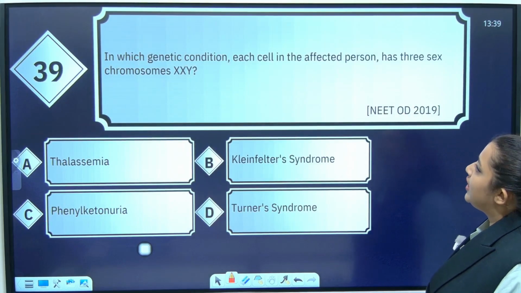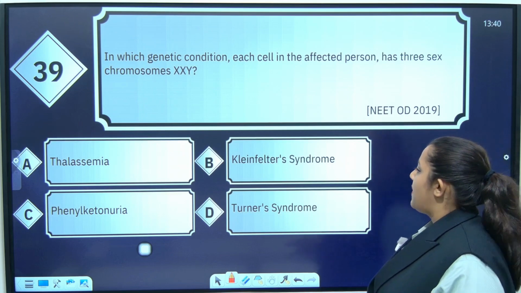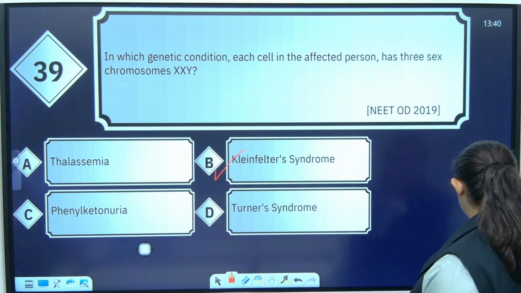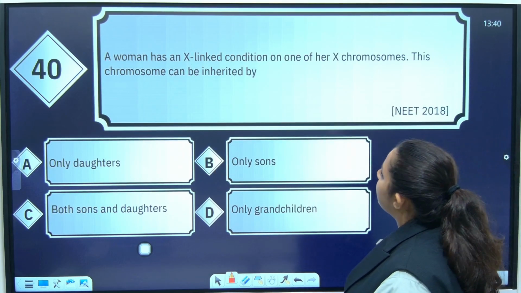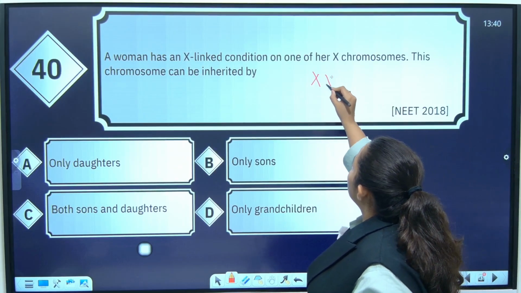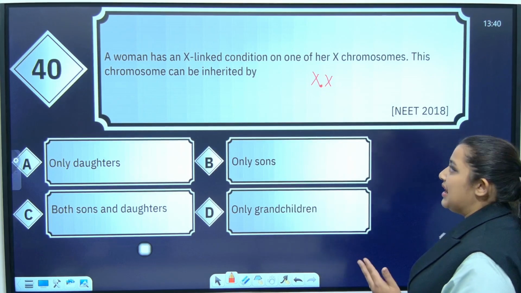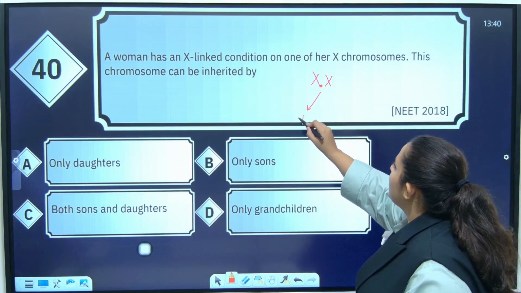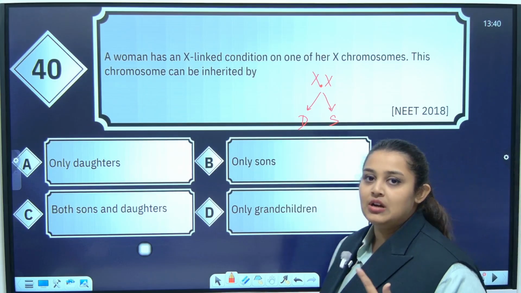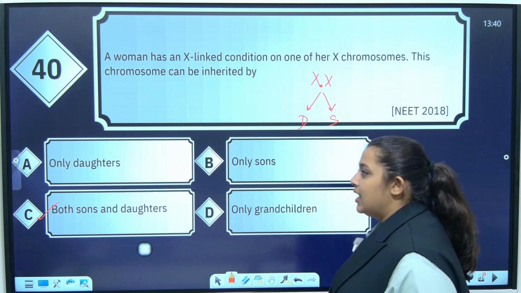Next one, in which genetic condition does each cell in the affected person have 3 sex chromosomes, XXY? This is seen in none other than Klinefelter syndrome, option B. Next one, a woman has an X-linked condition on one of her X chromosomes. So whichever two X chromosomes she has, on one of them she has a particular condition. She can give this either to the daughter or to the son. It is not necessary that only one gender will receive it. So the option is both sons and daughters will inherit it.